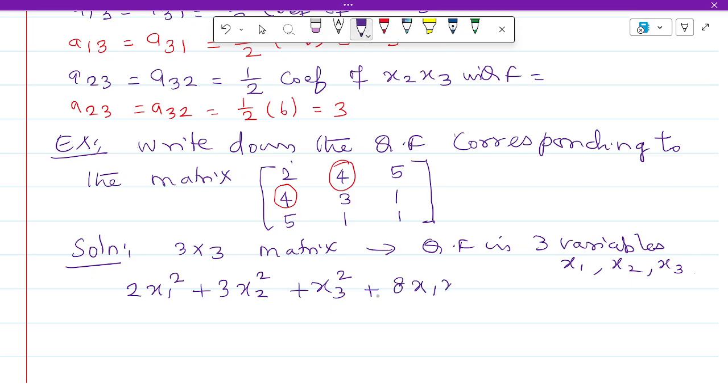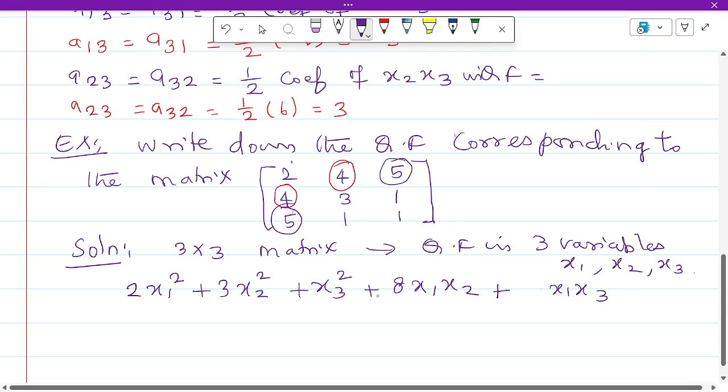8x1x2. When you convert a quadratic form to a matrix, you take half. When you are converting from the matrix to the quadratic form, you double. That is the reverse one. So double the value of the A12 and A21 position and write here 8x1x2. Similarly, for A13 and A31 position, which is 5, it can be written as the coefficient of x1x3, and double, that means 10.